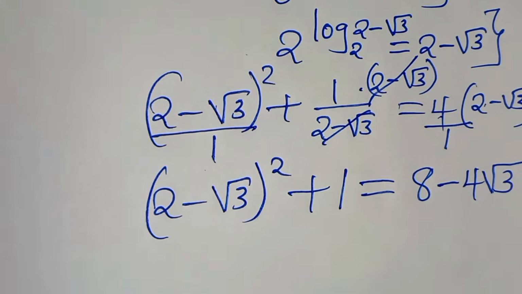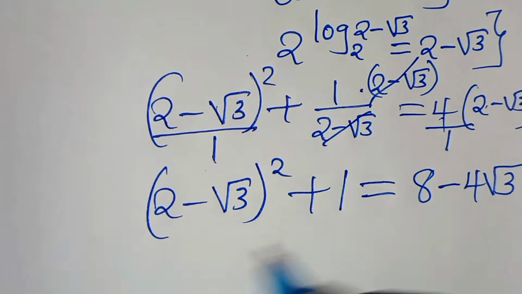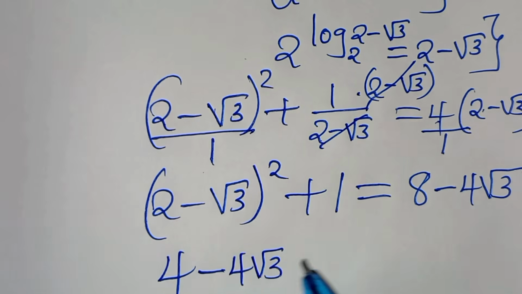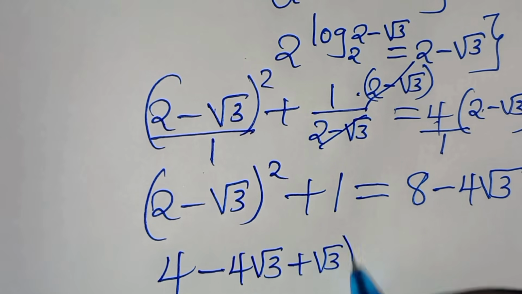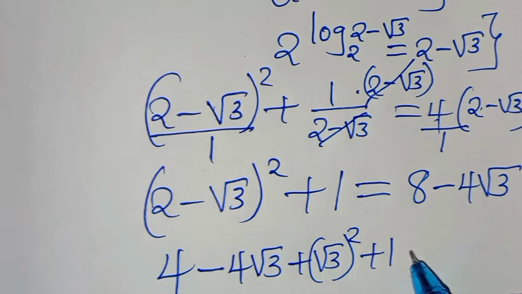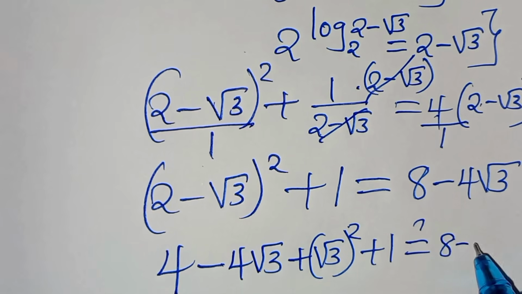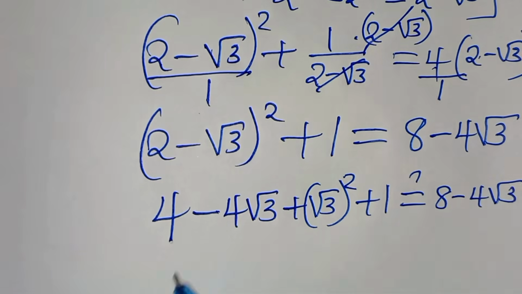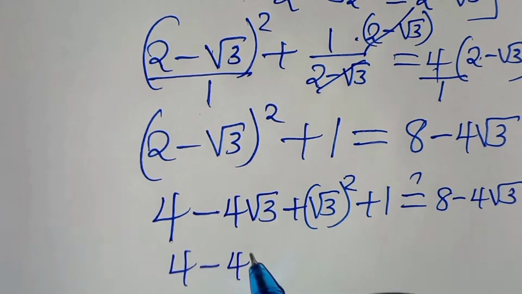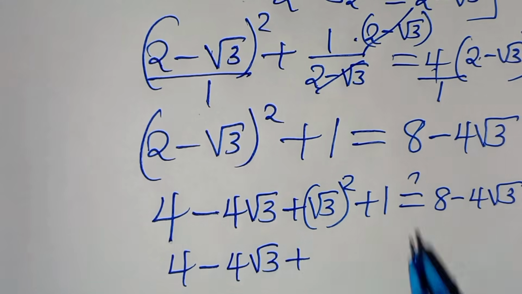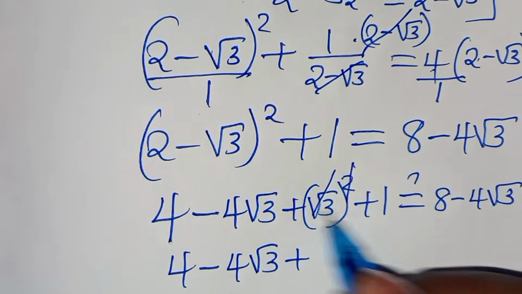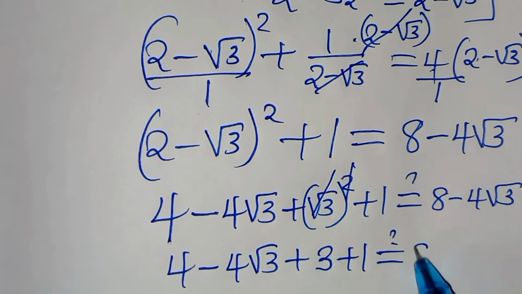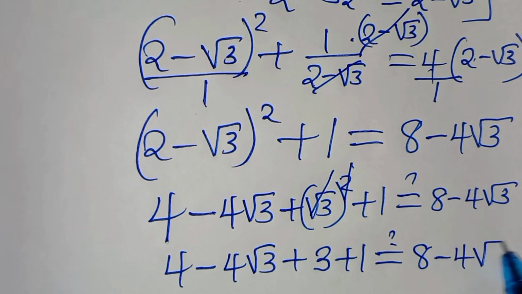Now, let's expand this. 2 minus square root of 3 to the power of 2. This is 4. Then minus 4 square root of 3. Then plus square root of 3 to the power of 2. Then plus 1. This should be equal to 8 minus 4 square root of 3. Okay, so this is 4 minus 4 square root of 3. Then plus square root of 3 to the power of 2. We can eliminate the square root. So this is plus 3 plus 1. This should be equal to 8 minus 4 square root of 3.